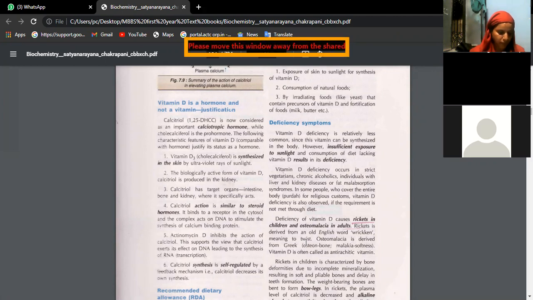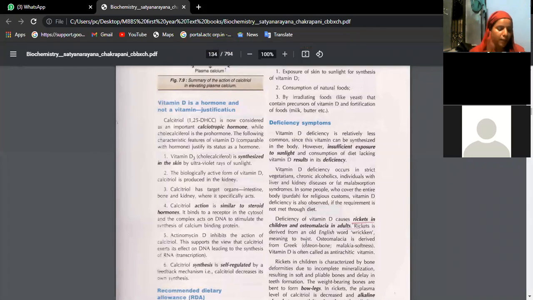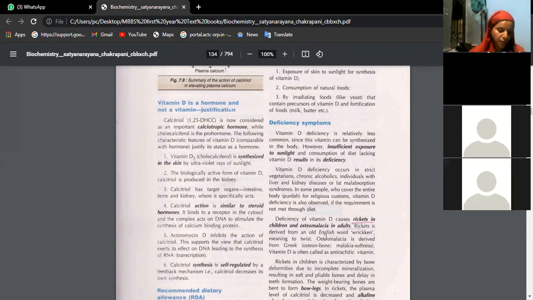So they have given it in a very indirect form. So what is the diagnosis? The probable diagnosis, because she is 50 years old. What is the diagnosis you have to give? It is osteomalacia, isn't it?